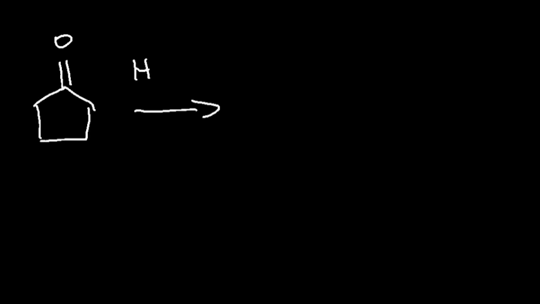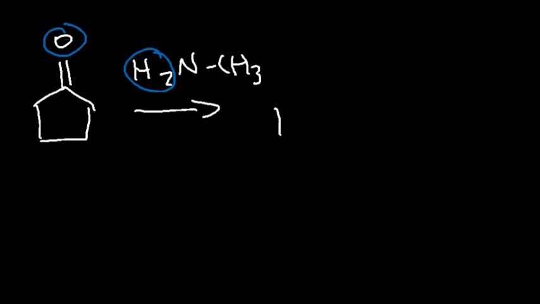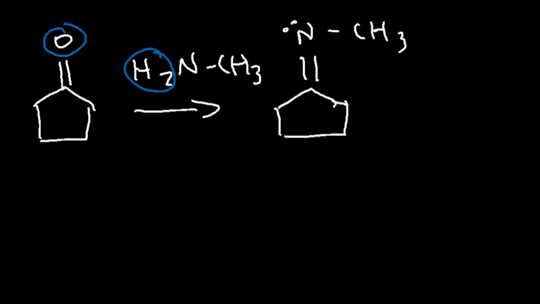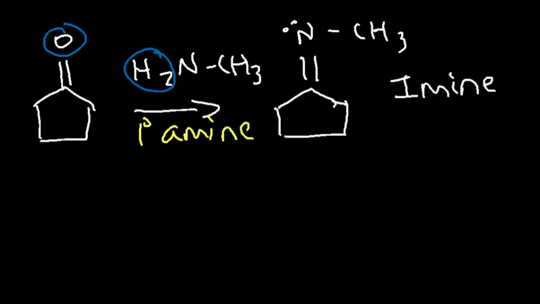So let's review some reactions between amines and ketones. Let's say you have a ketone and you add a primary amine to it. What you need to do is get rid of water. Water is going to be removed, and so you replace the oxygen atom with the nitrogen atom. And then the nitrogen lost 2 hydrogens, so it only has the methyl group at this point. So that's the imine functional group. You need a primary amine to get the imine.